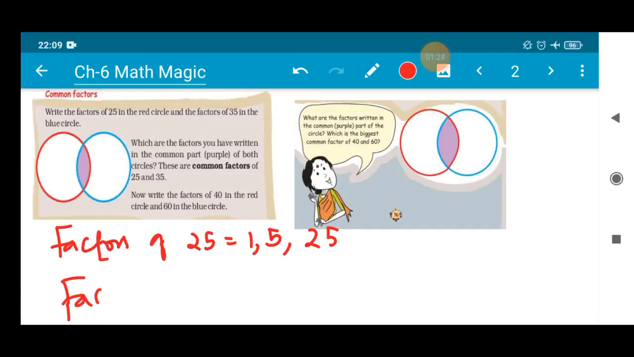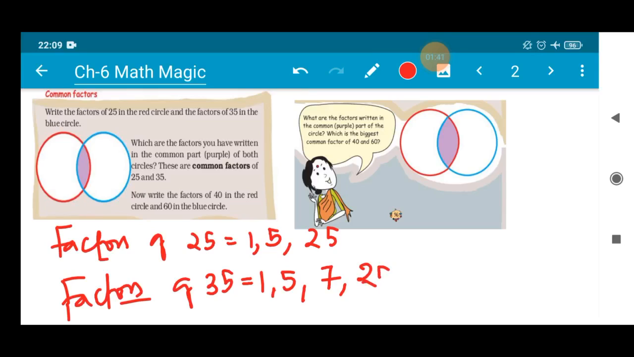Next, factors of 35. The factors of 35 will be 1 itself, 1 first of all, then comes 5, then 7 can divide, because 5 7s are 35 and 7 5s are 35, and directly we have 35, the number itself. Now from here they have asked us, so let me write the factors of 25. The factors of 25 will be 1, 5 and 25. And what are the factors of 35? The factors of 35 will be 1, 5, 7 and 35, the number itself.